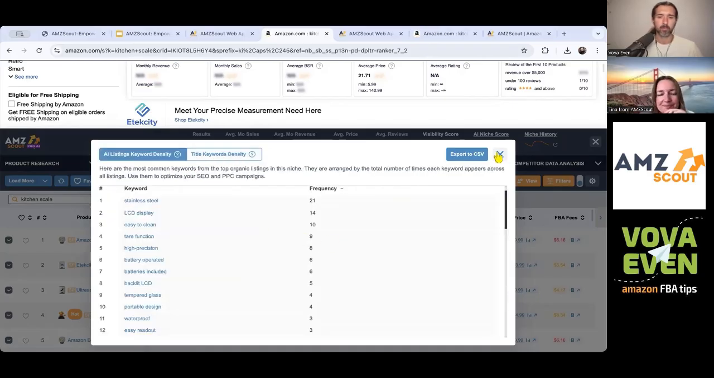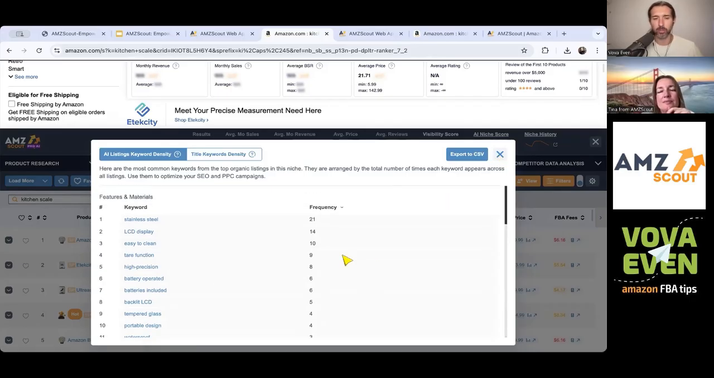I also wanted to mention that these keywords, like LCD display and easy to clean, can be good ideas for our pictures too. If easy to clean is something we see on the listings and also in the reviews, people are mentioning that. So then, for us as sellers, it is going to be good to put it on our pictures.